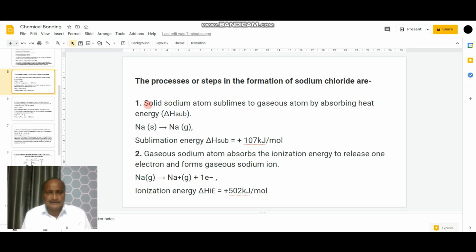Coming to the second step, the gaseous sodium atom absorbs the ionization energy to release one electron and form a gaseous sodium cation, which can be represented as Na plus in the gaseous state. By the ionization energy, it loses one electron, forming a sodium cation in the gaseous state. That is, the ionization energy, IE, is plus 502 kilojoules per mole.